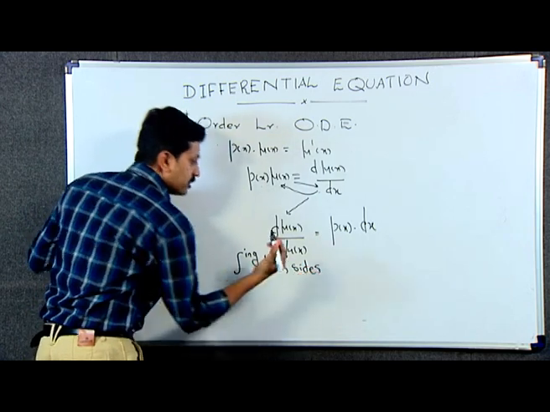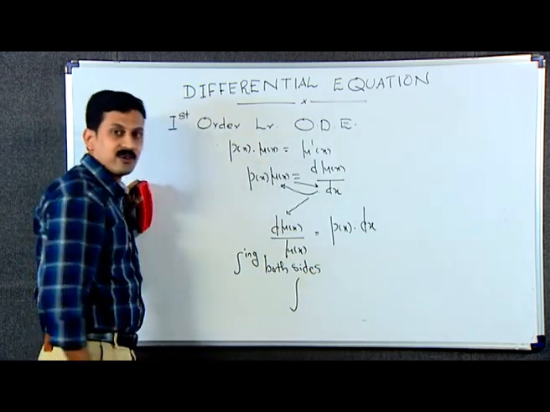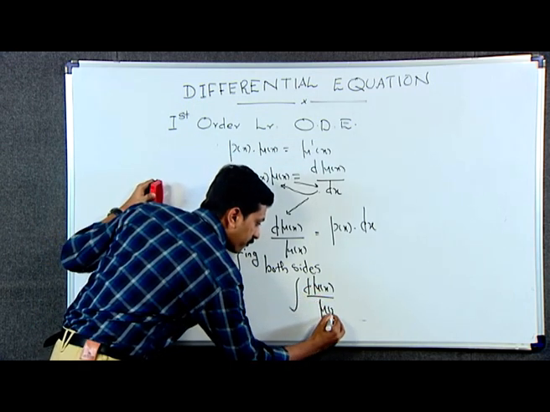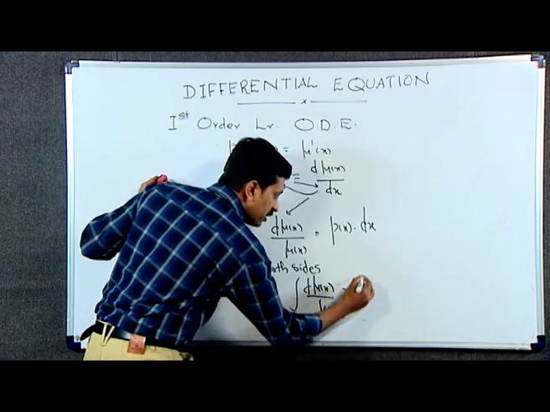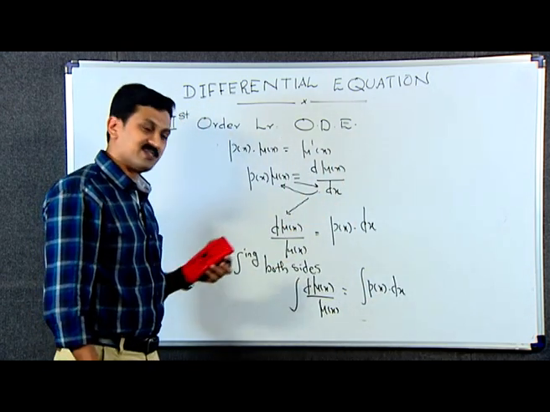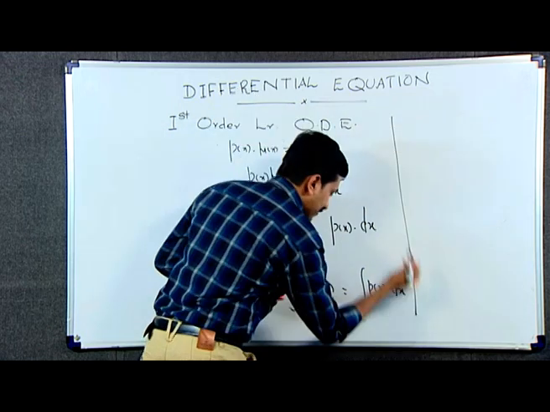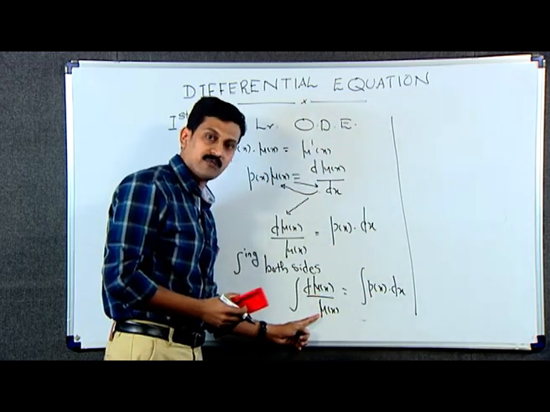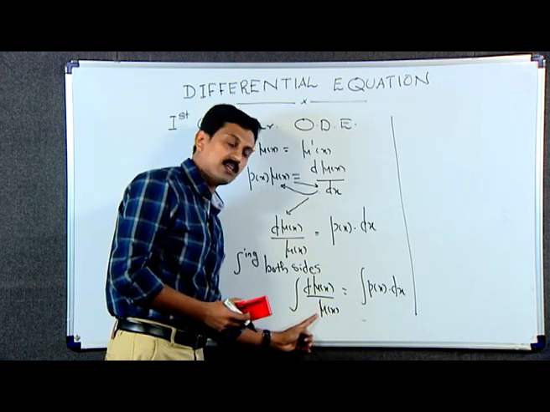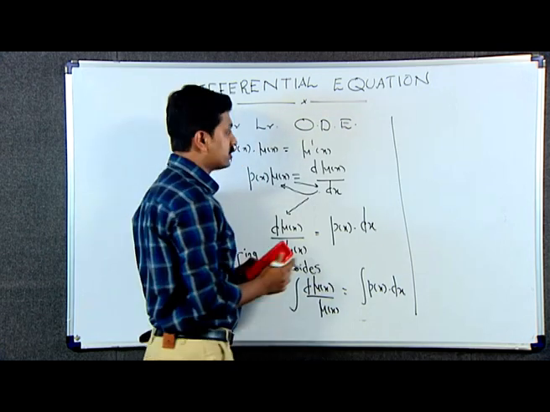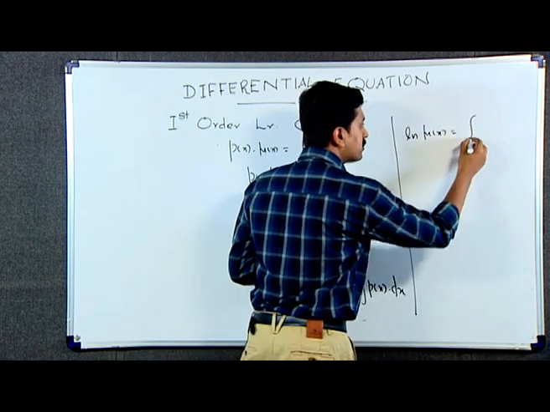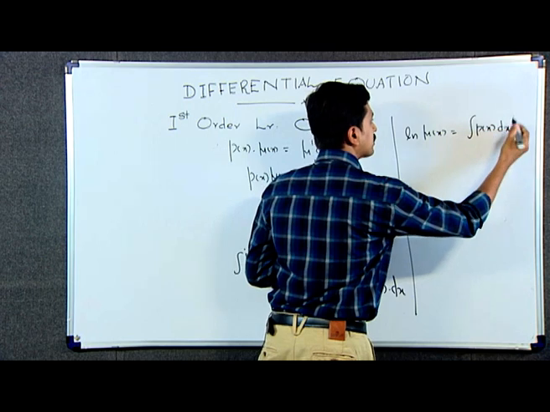we will have the integral of d mu(x)/mu(x) equal to the integral of p(x) dx. What is the answer? This is the logarithm, since the denominator is mu(x) and the numerator is the derivative of the denominator. Therefore, that is equal to log of mu(x), and this is equal to the integral of p(x) dx plus c.